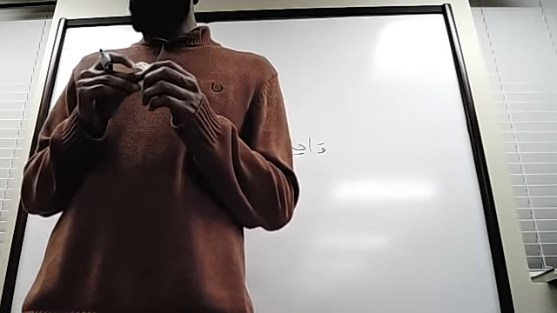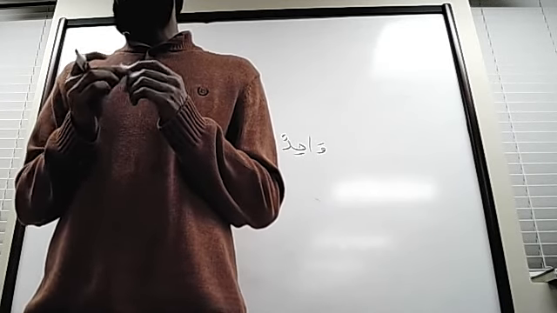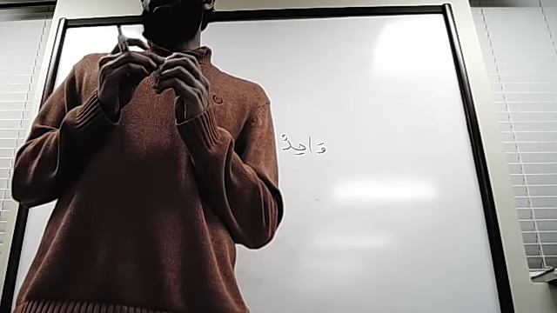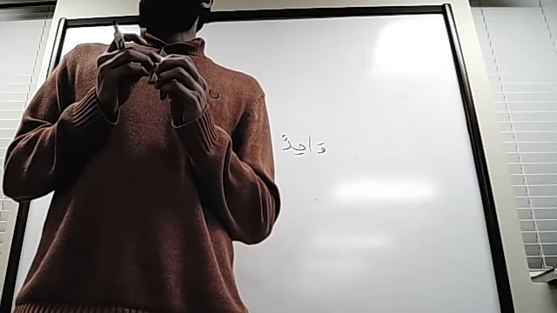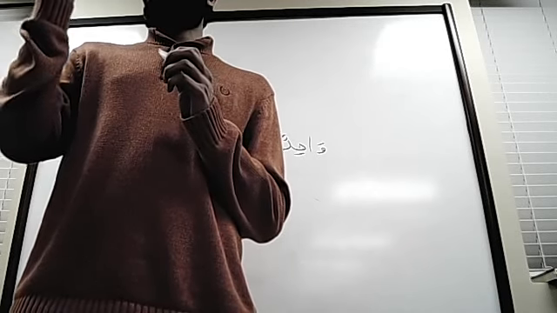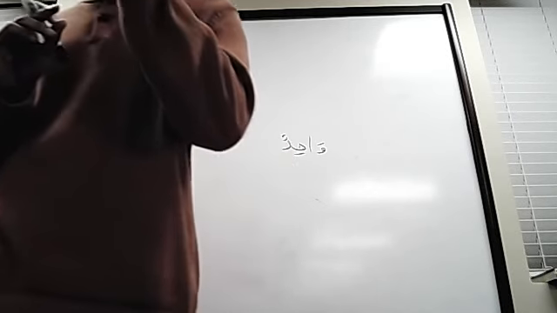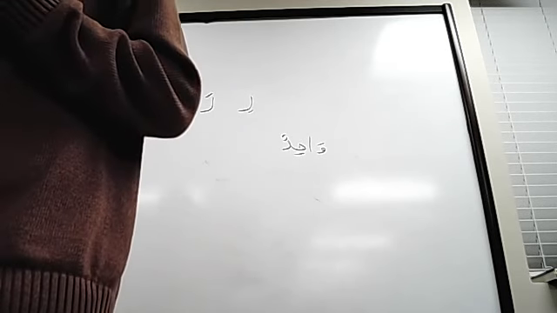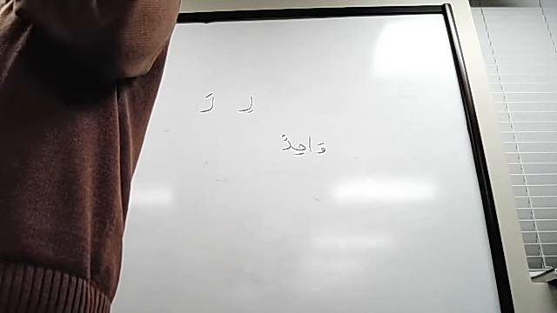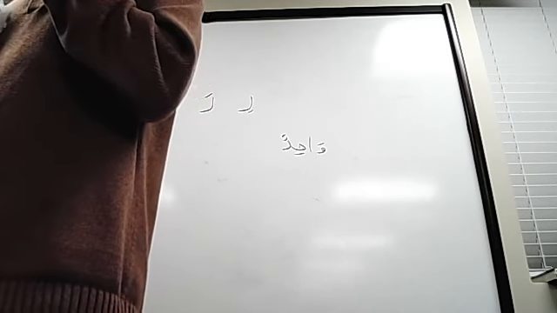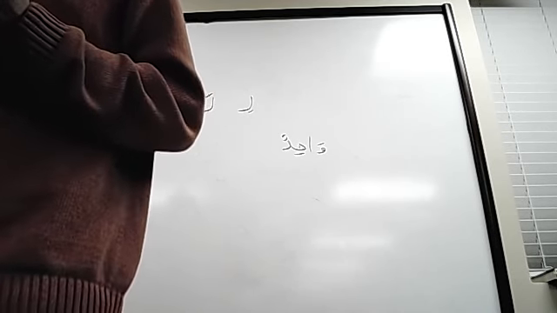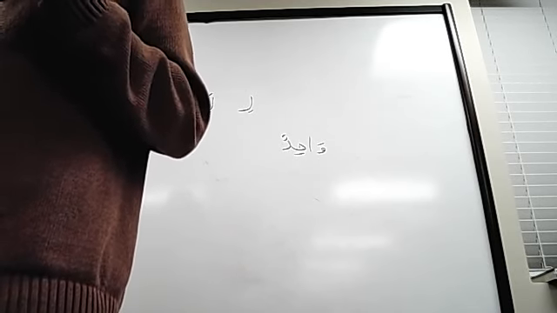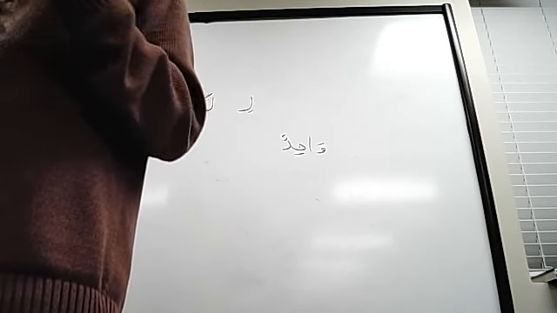لها عجلتان. Why is it لها? Referring to the bicycle, دراجة. It has a ta marbuta, it's feminine, so you say لها. And عجلتان means two wheels. So it's a two-wheeled bicycle. Yes, it has two wheels. Sister Tahira, read the next one.